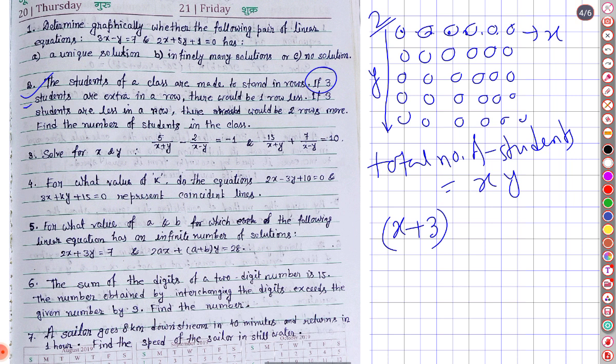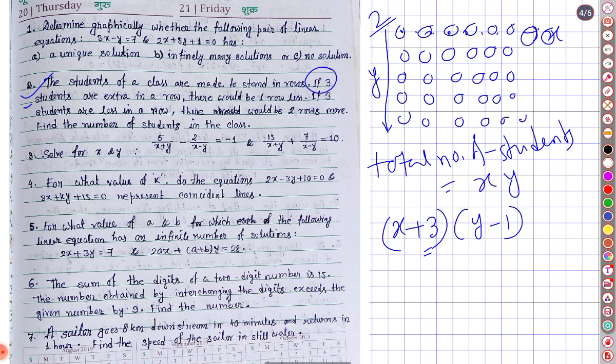Then there will be one row less. That means the number of rows will be one less. Generally, in the starting there are y rows, now one less. In this condition, x plus 3 students in each row, and one row will be less. If I increase the number of students in a row, the rows will decrease.